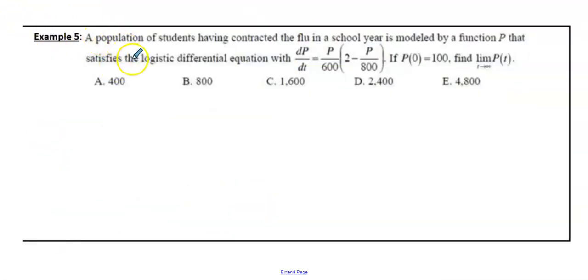Example number 5 says a population of students having contracted the flu in the school year is modeled by the function P that satisfies the logistic differential equation. It usually gives you something like this: P over 600 multiplied by 2 minus P over 800. It says if P of 0 equals 100, so we're right here at 100, we want to find the limit as t approaches infinity of P of t.